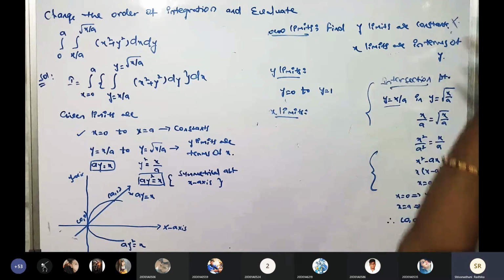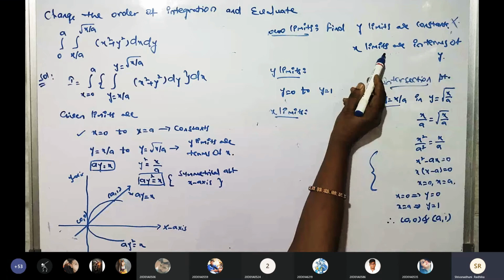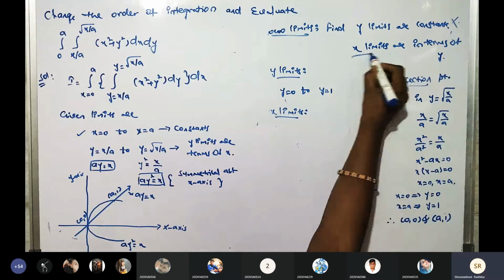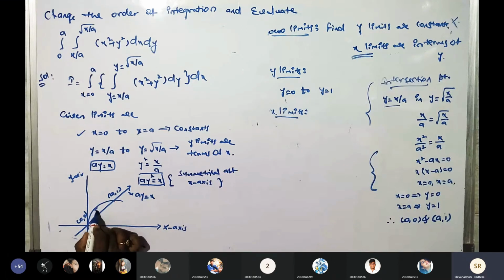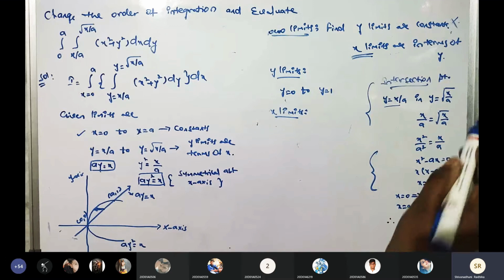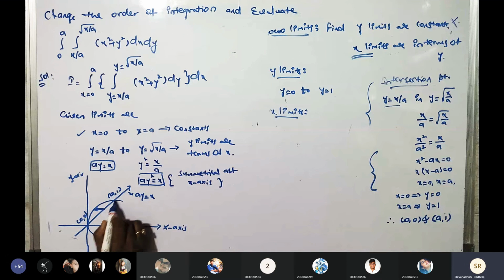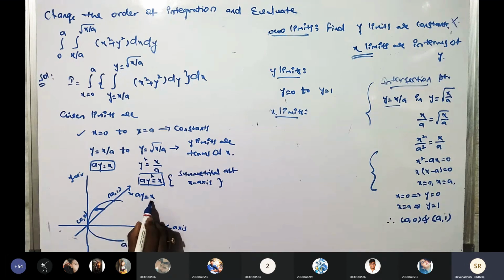There is no issue, we leave the y limits; those are constants. We are going to find the x limits in terms of y, so we have to take one strip that is parallel to the x-axis. Now this strip lies on the line, which line is it here? This is ay equals x.